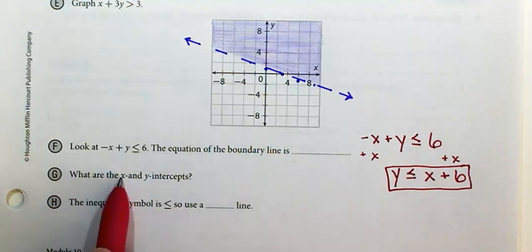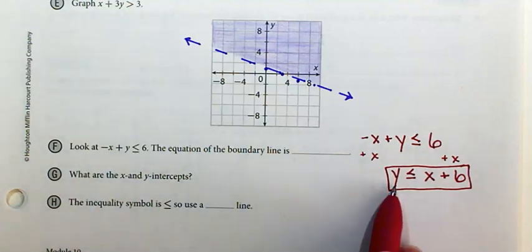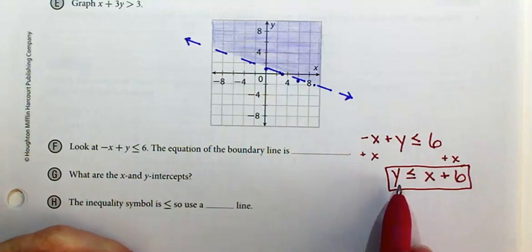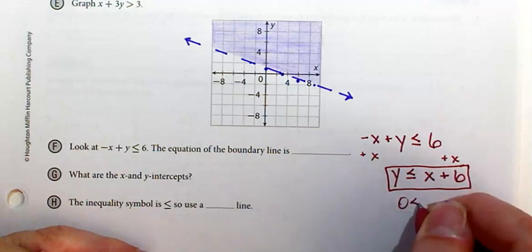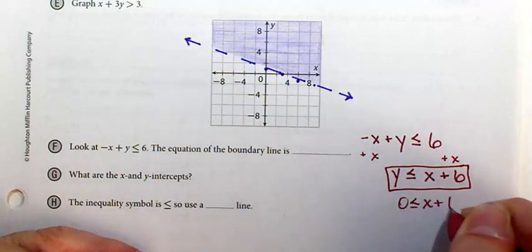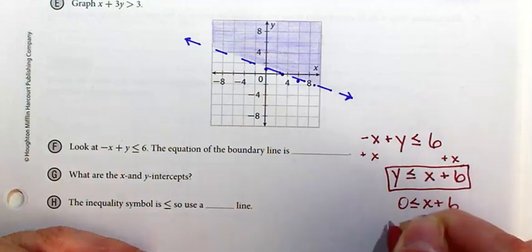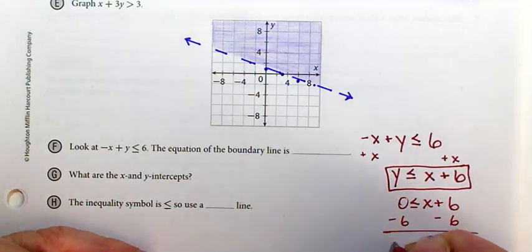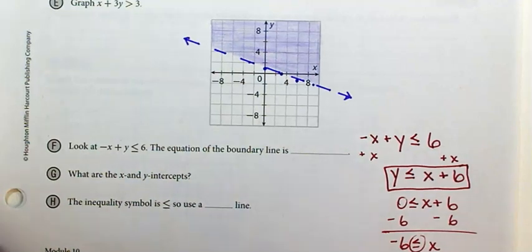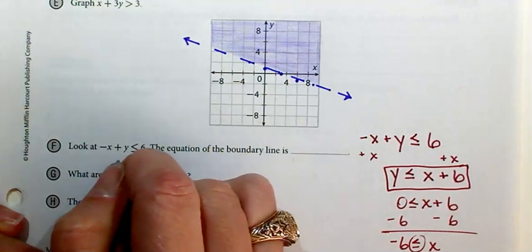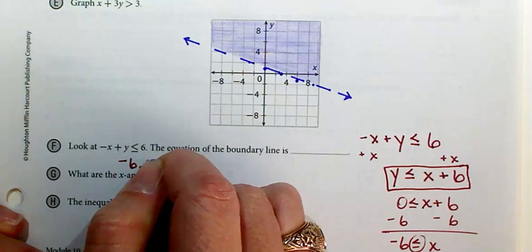Remember, if you want the x-intercept, you're going to put 0 in for y. So this is going to say 0 is less than or equal to x plus 6. And to get what x is, you're going to subtract 6. So x, and remember we can kind of think of that as an equal sign right now. My x-intercept is -6, 0.